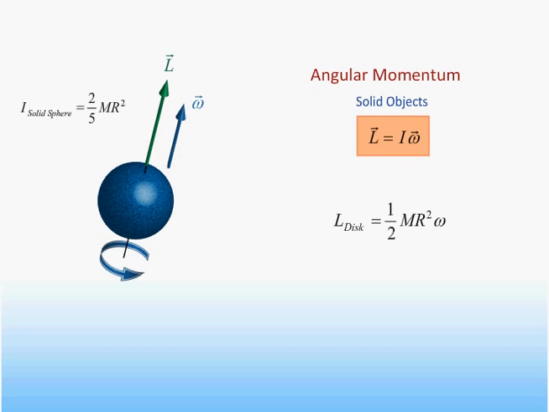If the disk were replaced by a solid sphere, the expression for the angular momentum would look the same, except the numeric factor of 1/2 would become 2/5 because of the change in the moment of inertia. In all cases, the angular momentum is proportional to the angular velocity.